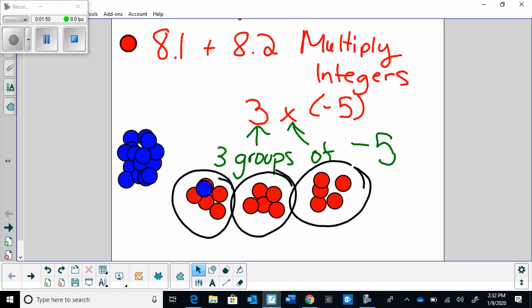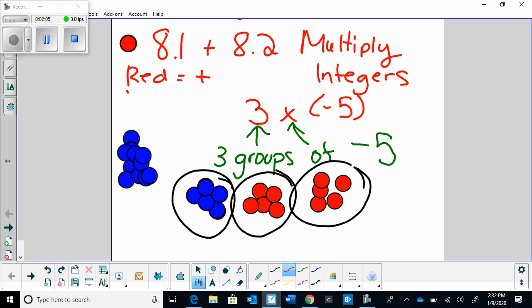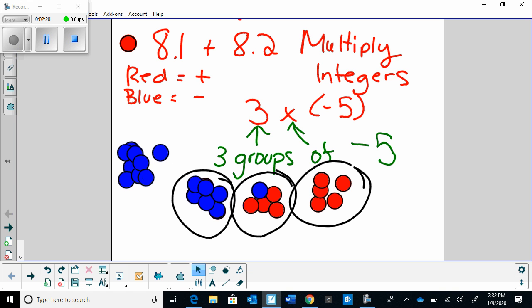So if I replace these, we got 1, 2, 3, 4, and 5. That's negative 5, because our red ones were positive and our blue ones are negative. Or in our class we use red and black. With our counters, we mean the same thing. So we need 5 negative blue counters in 3 groups, just like we did with the positives on the first one.